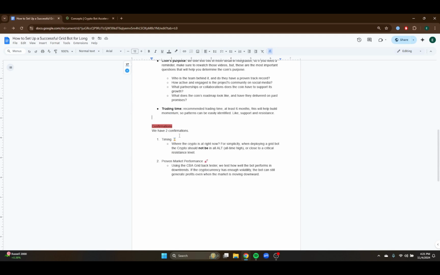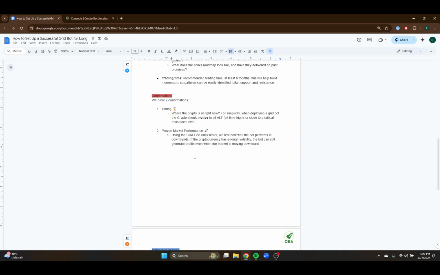Now, confirmations. We have two main confirmations. The first one is timing, and the second one is proven market performance. Timing: where the cryptocurrency is at right now. For simplicity, when deploying a grid bot, the crypto should not be at an all-time high or close to a critical resistance level. I'm going to share with you in a minute how to recognize this as well.